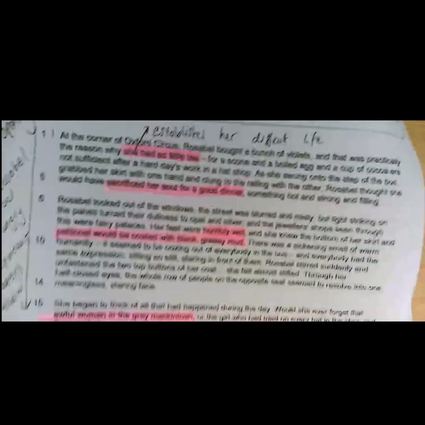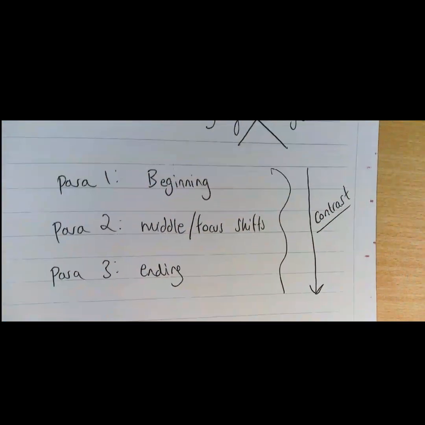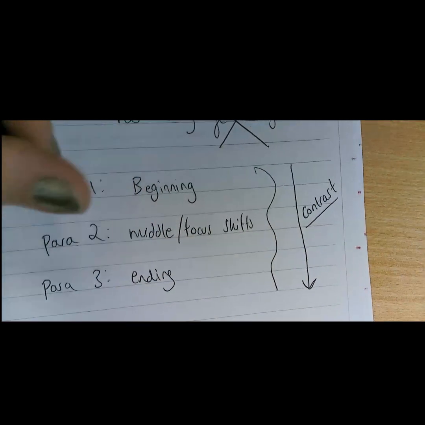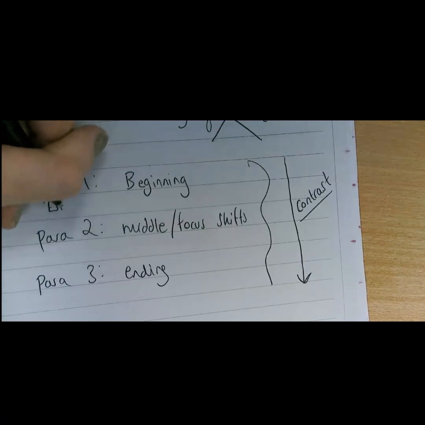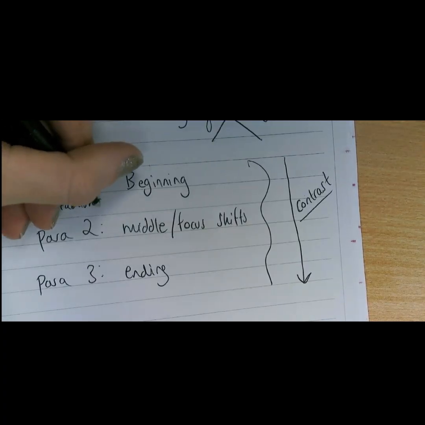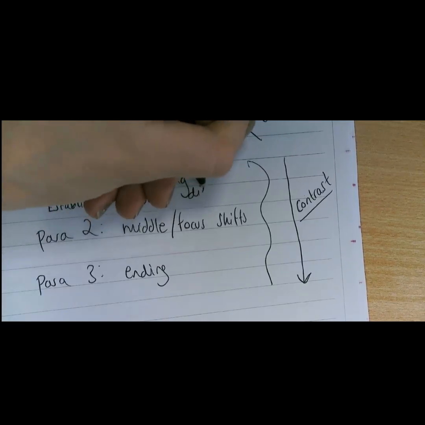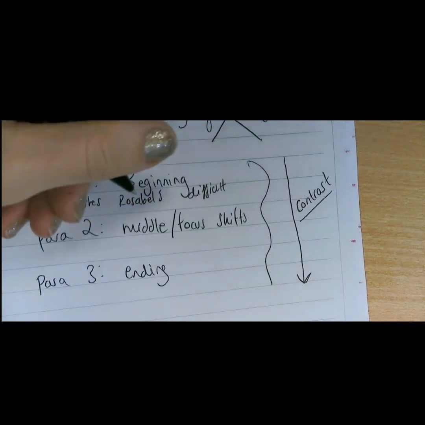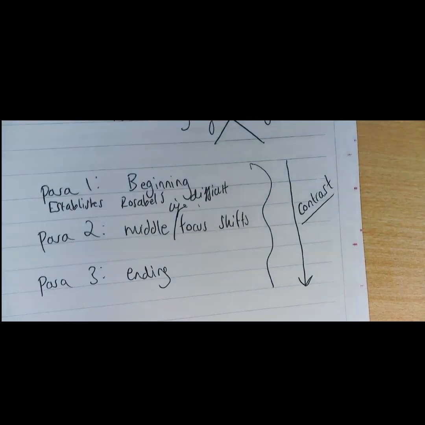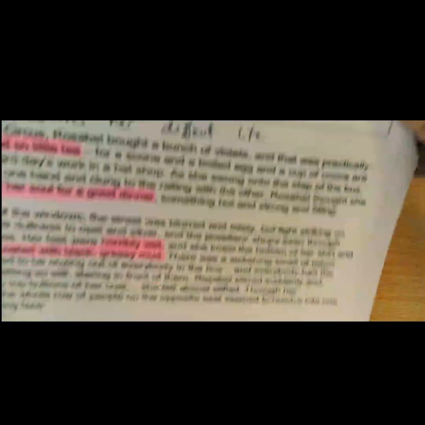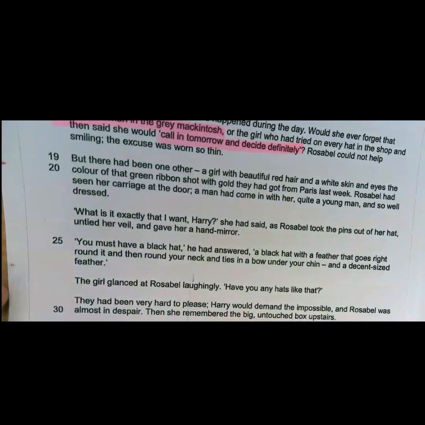So going back to my little plan, my opening, I think the writer establishes here, I'm going to say, establishes Rosabel's difficult life. So that's going to be the gist of my opening. Then back to the middle. We have a flashback here. These are nice when you get them because they're easy to talk about.